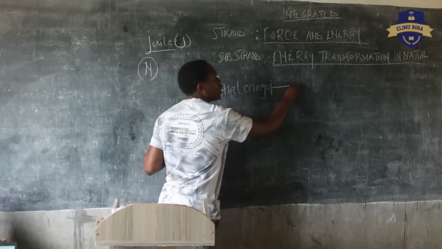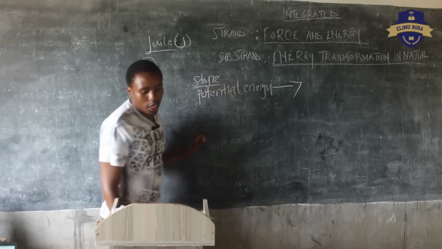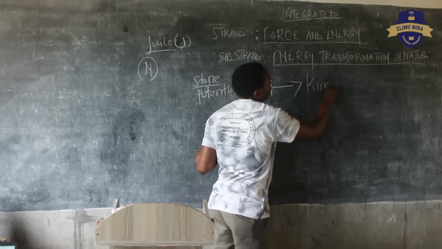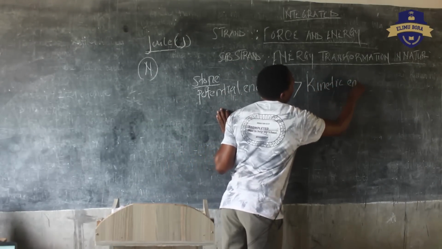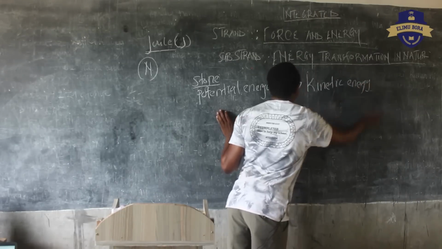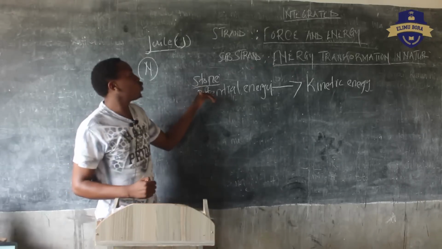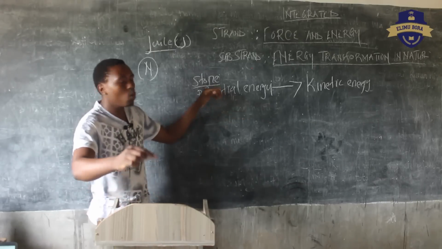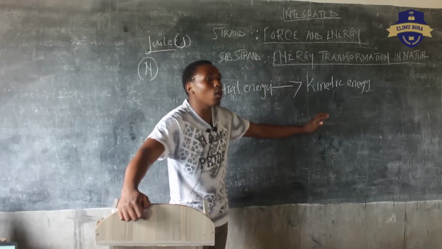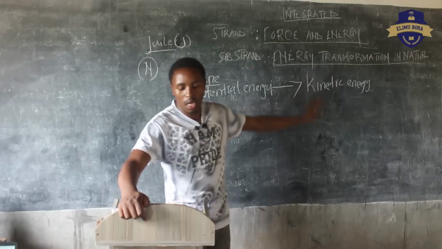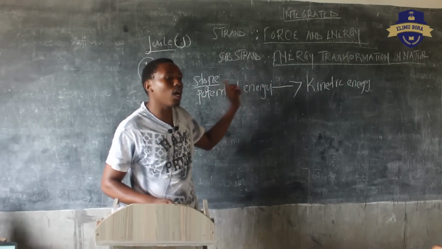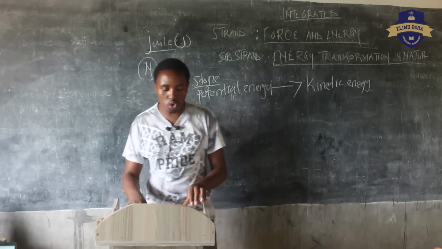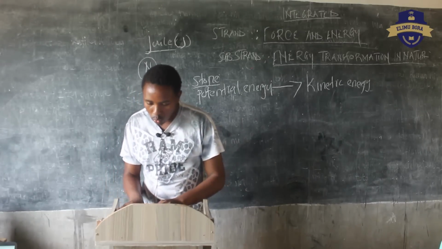So after pushing down, it went to what class? Kinetic energy. That's when we talk about kinetic energy. So these are transformations. It was at rest when we put it on top of the desk. Then when we pushed the stone, it was enabled to fall down because of the movement of the kinetic energy. That's one example of an energy transformation.